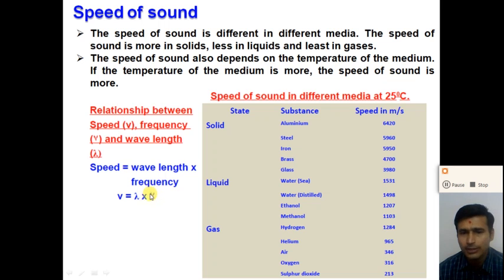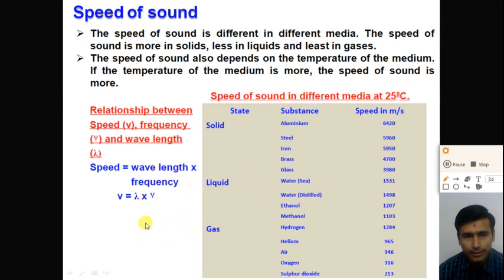Instead of this frequency nu, we can also write the periodic time. Nu is equal to 1 by T. So we can also write the periodic time. Speed of the sound wave v is equal to lambda divided by periodic time capital T, right? So we know that nu is equal to 1 by capital T. So instead of this nu, if you write 1 by T, we get the speed of the sound wave v is equal to lambda divided by capital T, right?